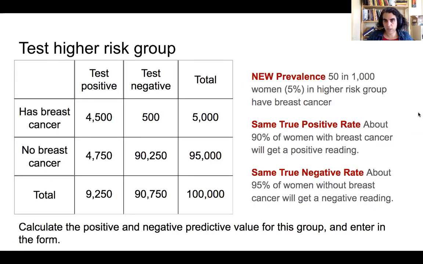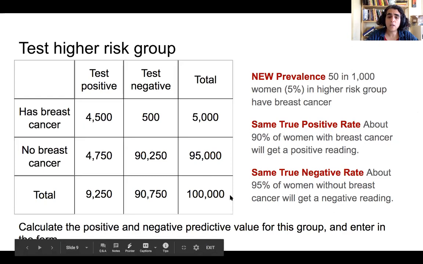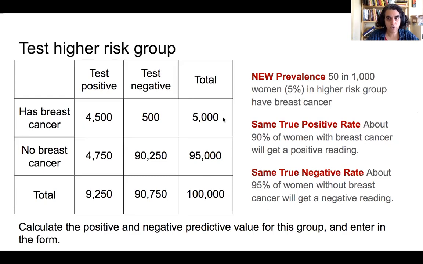Calculations that correspond to the picture I just showed you. So we have this higher risk group where 50 in 1,000 women, or 5% of them, have breast cancer. Same test, same true positive rate, same true negative rate. So I've done the calculations for you here. Out of your 100,000 women, we now have 5,000 who have breast cancer instead of the 800 who did last time. You can push that over to find out how many of them test positive and negative.